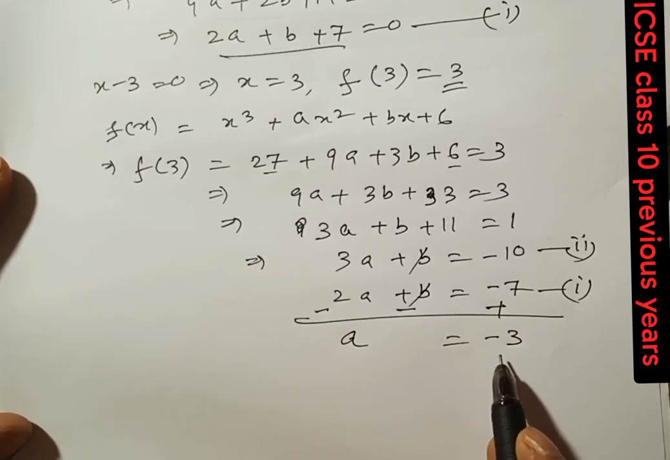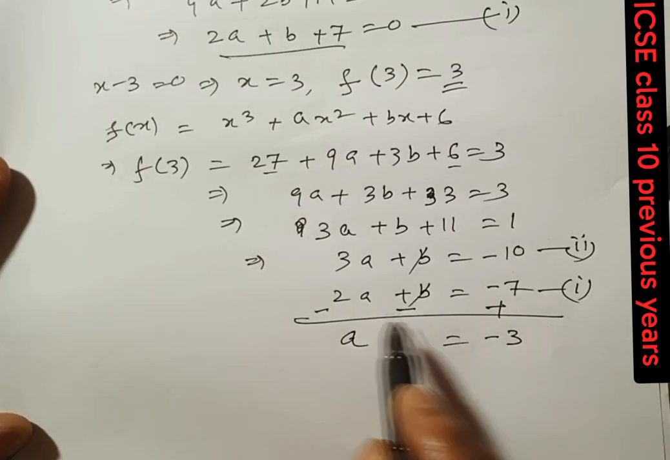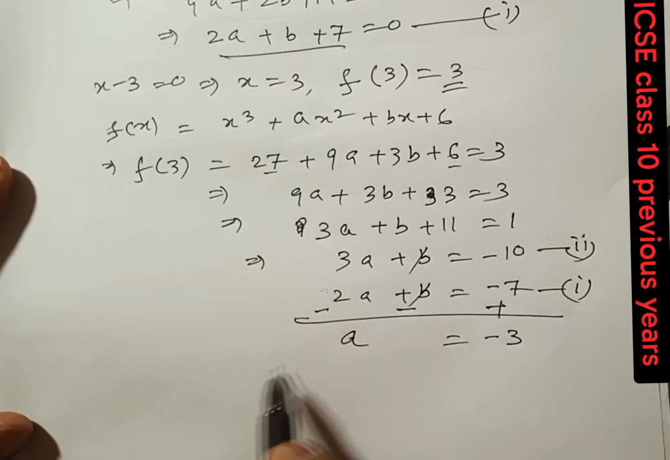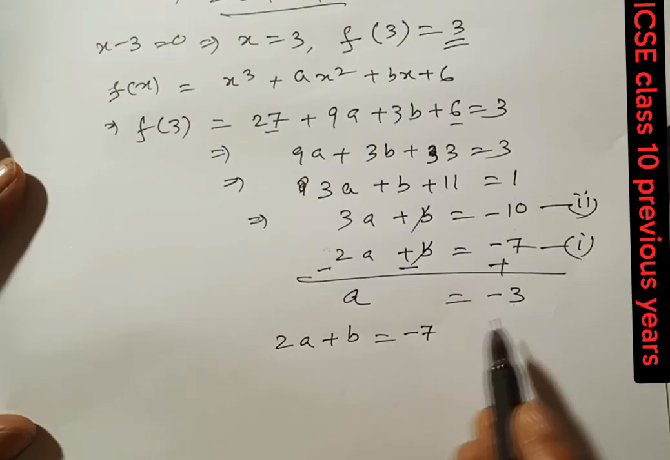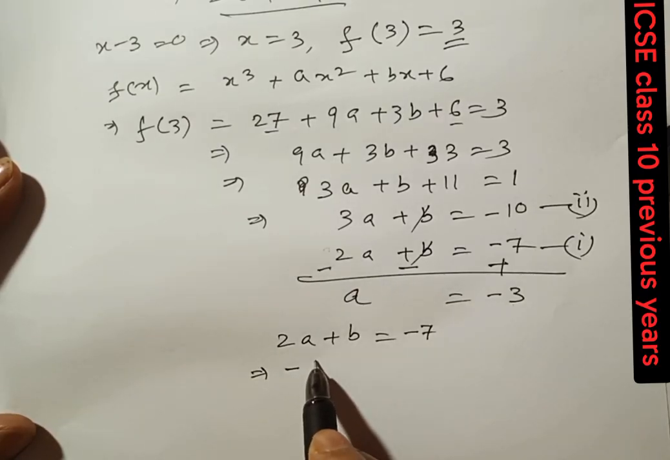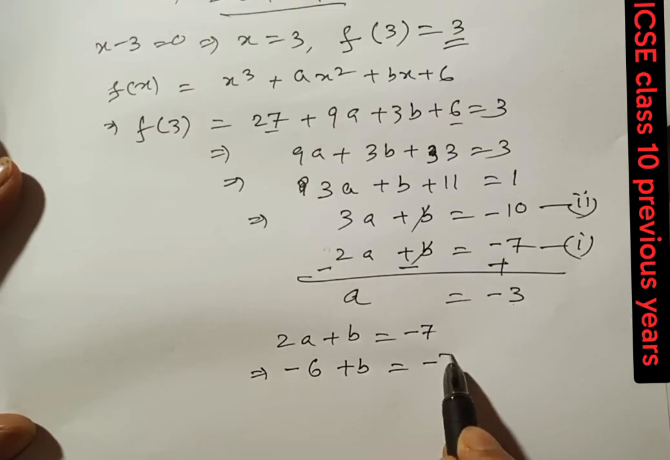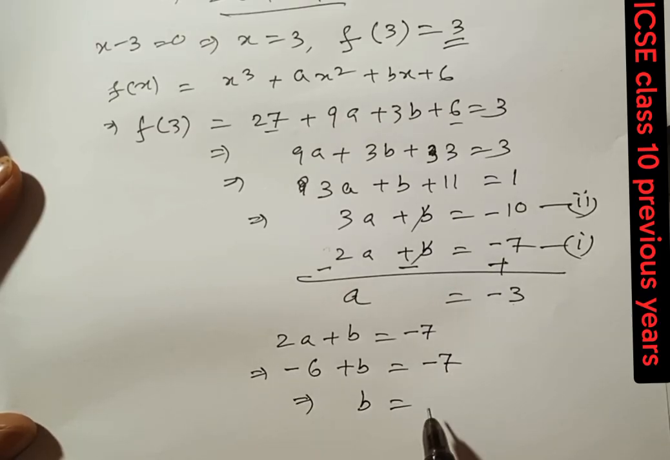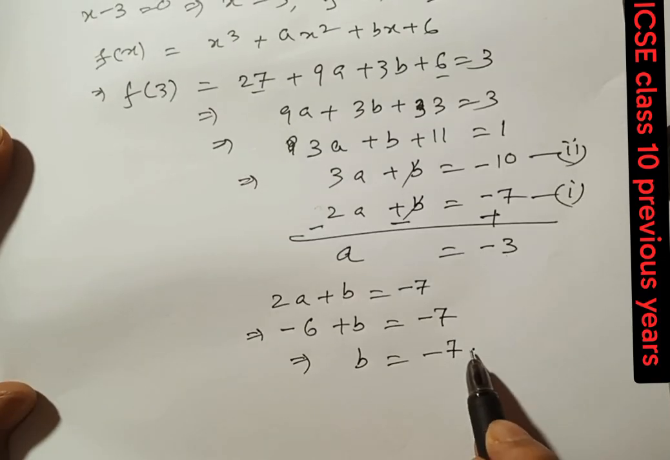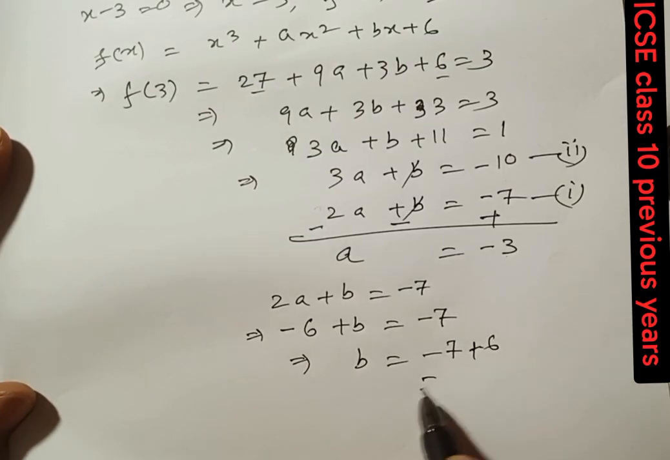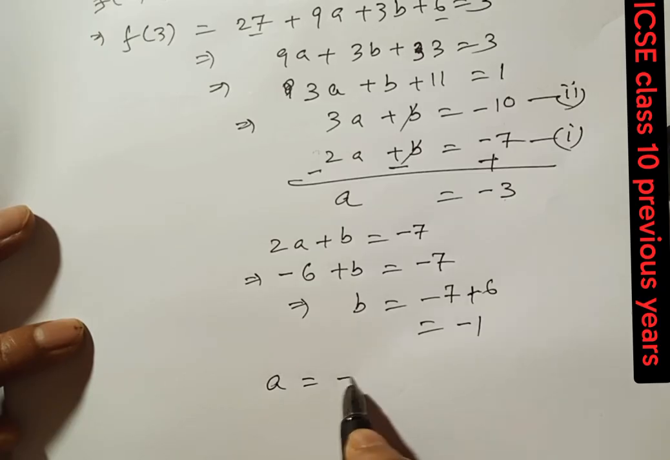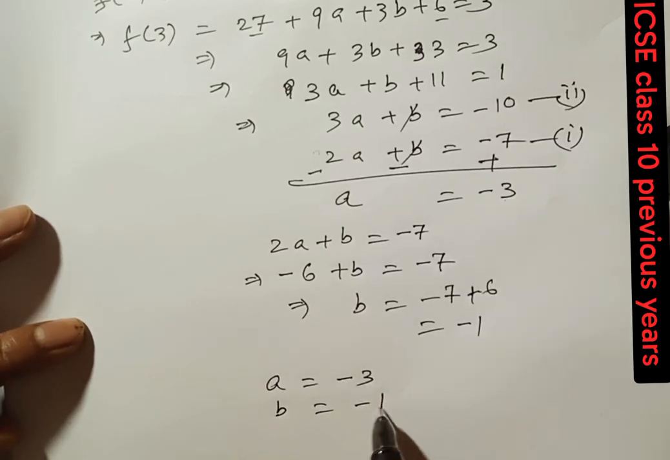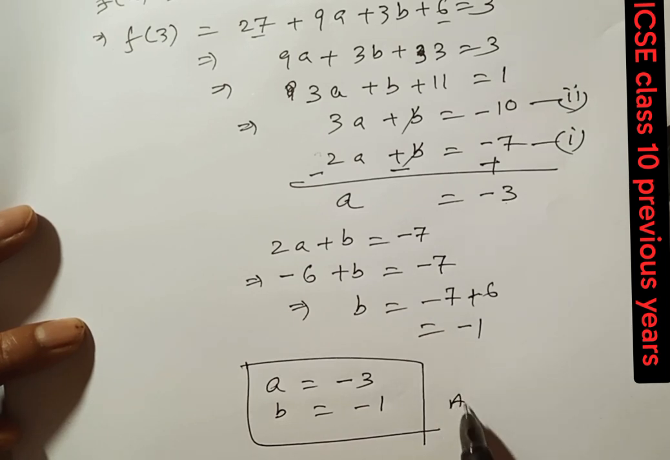Now we put the value of a equal to minus 3 in one of our equations. So I put it in equation 1: 2a plus b equal to minus 7. a equal to minus 3 means this is minus 6 plus b equal to minus 7. Now b equal to minus 7 minus 6 plus 6, equal to minus 1. So our two values are a equal to minus 3 and b equal to minus 1. This is our answer.